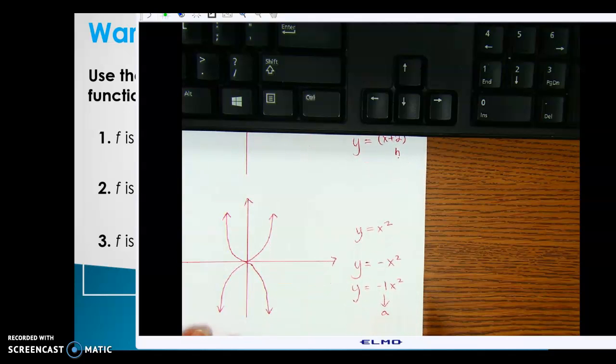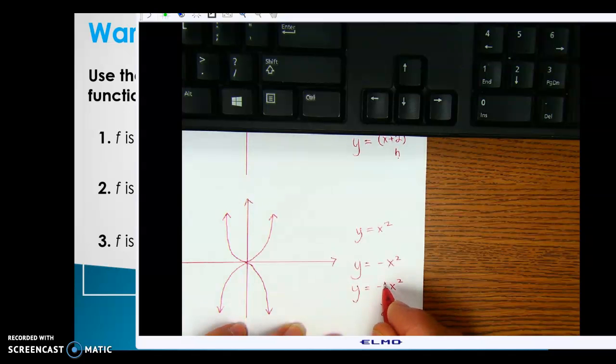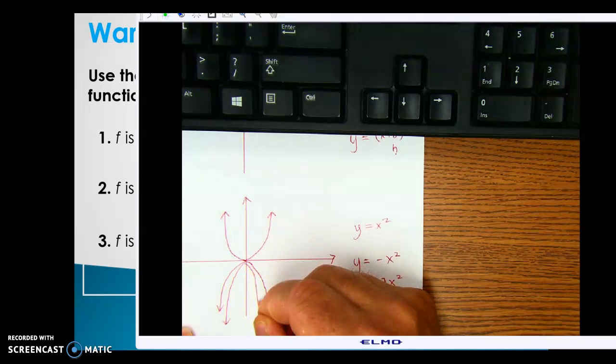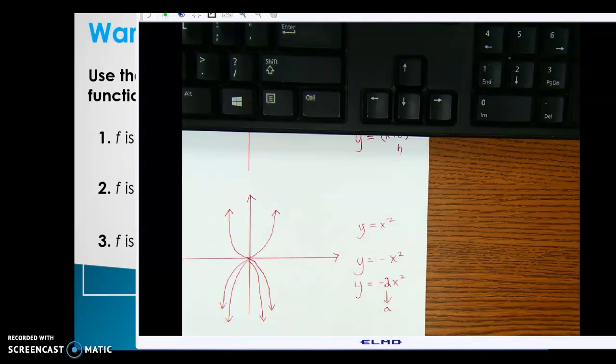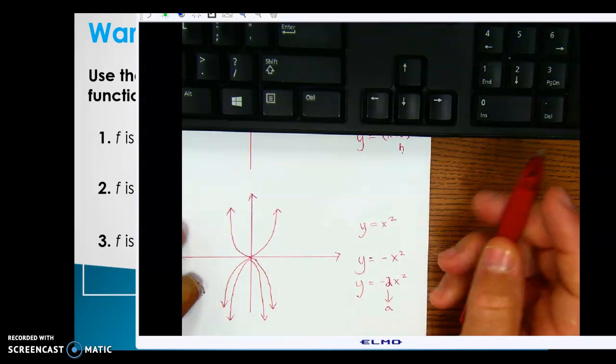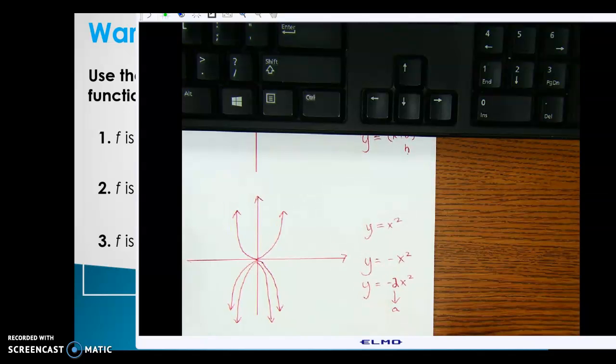And A does one other thing. It also stretches or shrinks it. So if I were to make that a -2, that would flip it over the x-axis, and then it would stretch it out, and it'll look skinnier because it's being stretched taller. So A does 2 things. It can reflect it over the x-axis, and it can also stretch it or shrink it. If this were a fraction, it would shrink it. So anyway, that's a little bit about A, H, and K, and about transformations.